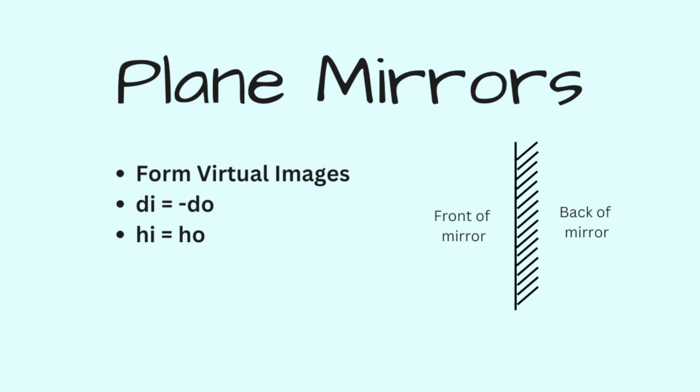Plane mirrors form virtual images. They appear to be behind the mirror. The image distance is the same distance away from the mirror as the object, and it is negative. The image height and object height are the same.